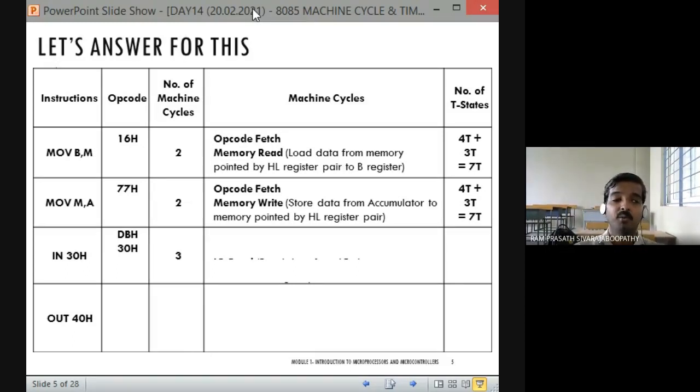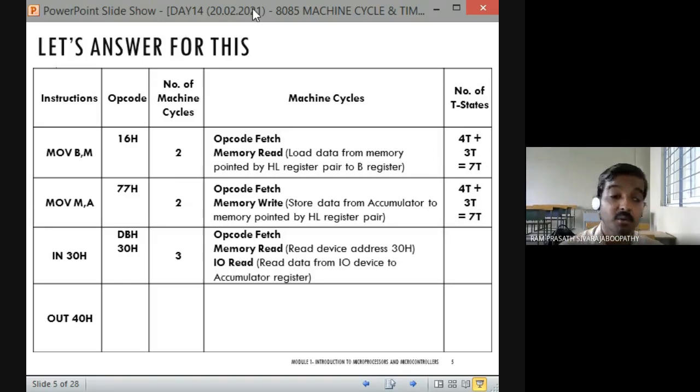Someone asked how 3 machine cycles. What about the third machine cycle? First one is opcode fetch, second one is memory read. What about the last one? It is going to read whether the memory or input output device. IN and OUT instructions are especially used for communicating with the input output device with CPU, correct? IN means read an input device, OUT means write to an output device. Fine. So the last one is IO read machine cycle.